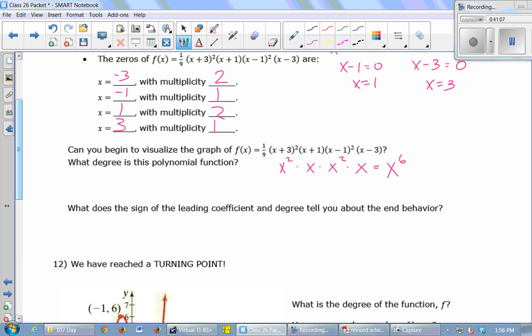It is not a coincidence that when I added up these multiplicities, 2, 3, 5, 6, I got the degree. Because that's how many factors I had, right? X plus 3, that's 2, 3, 4, 5, 6. 6 factors, degree 6, 6 zeros, including the multiplicities. So the degree is 6, right? So I know the end behavior should be both up or both down because it's an even degree.